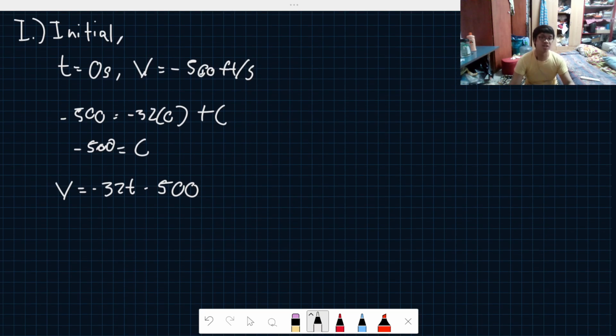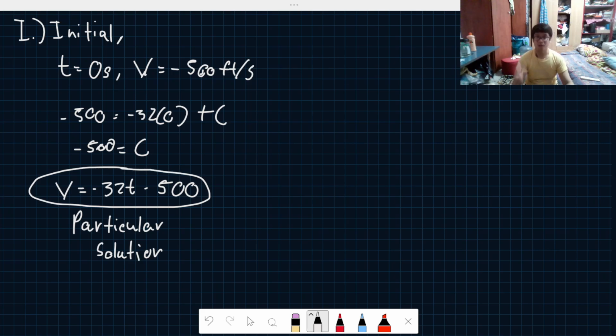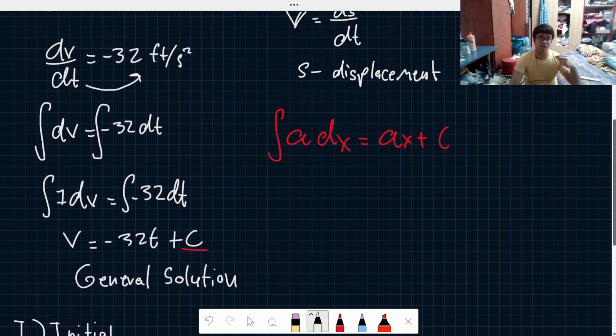Now you see, the c is given. You can now say that this is a particular solution. You will know it's a particular solution when your arbitrary constant, or in this case, your plus c, has a given number or value. So that's it. This is now the formula of your velocity. Now, with that being said, we can proceed to the next step.